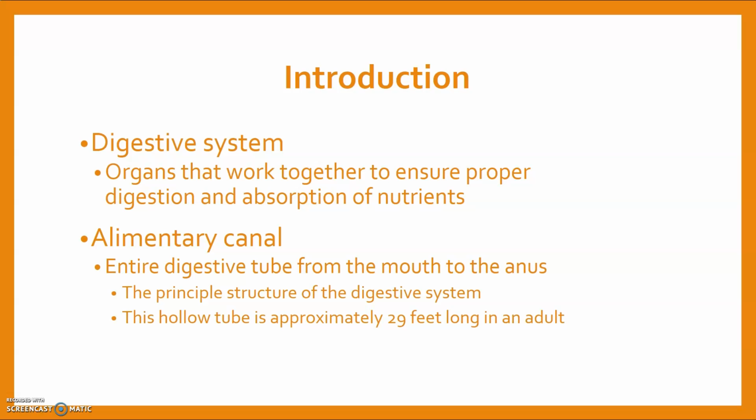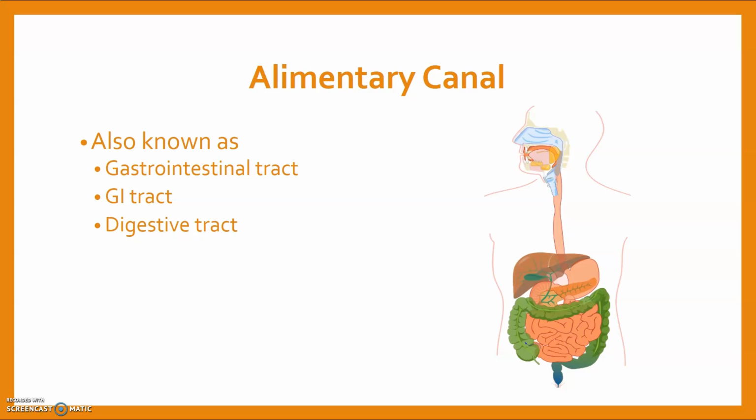So the digestive system is made up of the organs that make up the digestive tube and the organs outside the tube, whereas the alimentary canal consists of all the organs that make up the digestive tube. Now there are some other names that you can commonly see for the alimentary canal, and these names include the gastrointestinal tract or GI tract, and you may also hear the alimentary canal referred to as the digestive tract.